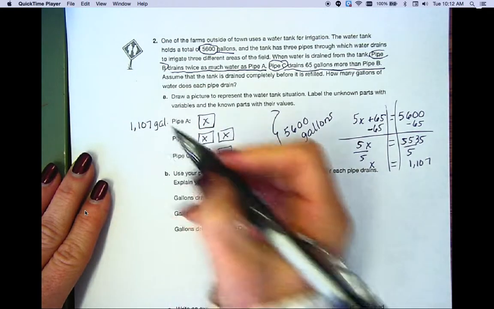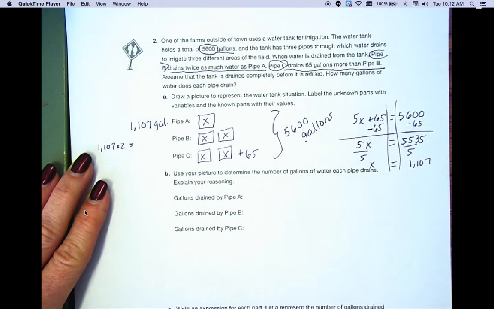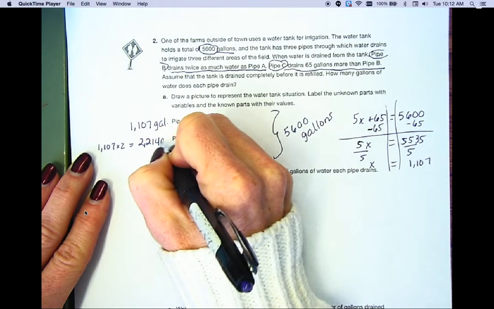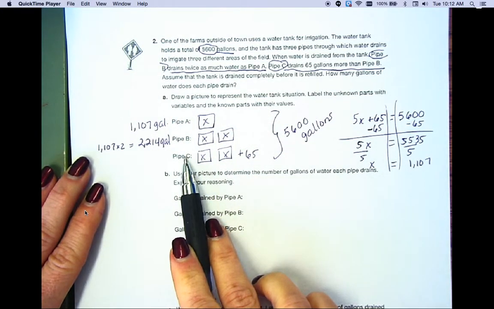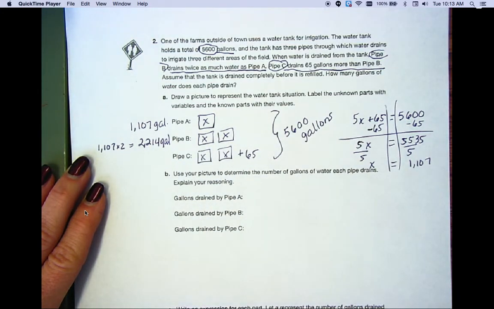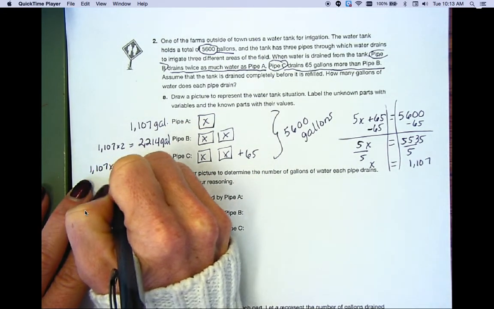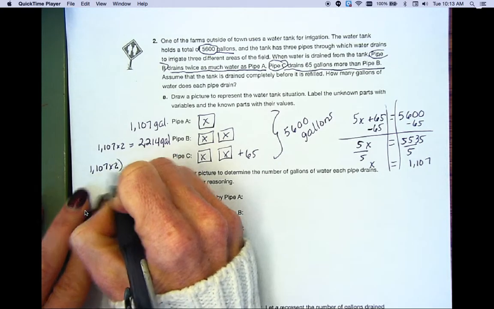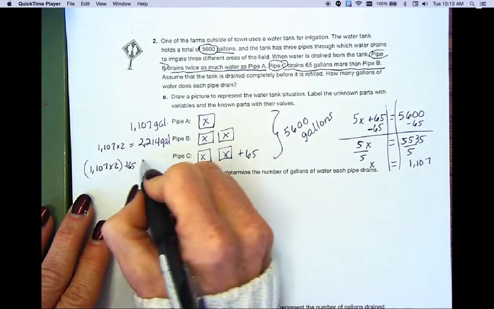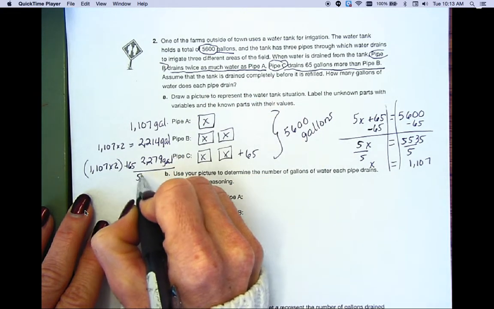So I can take 1,107 times 2, and that gives me 2,214 gallons. Pipe C is 2X, which is this, plus another 65. So it's 1,107 times 2, and then we add 65 to that, and I end up with 2,279 gallons.